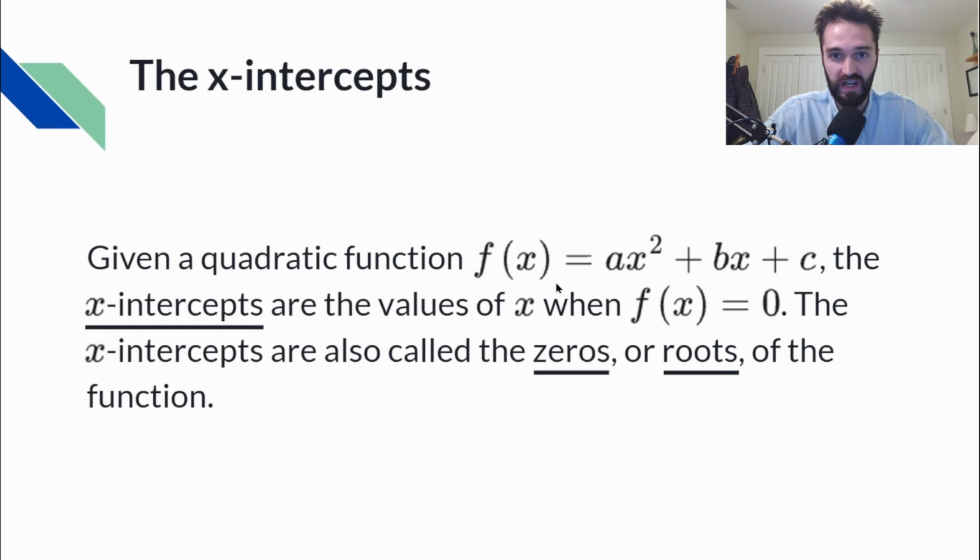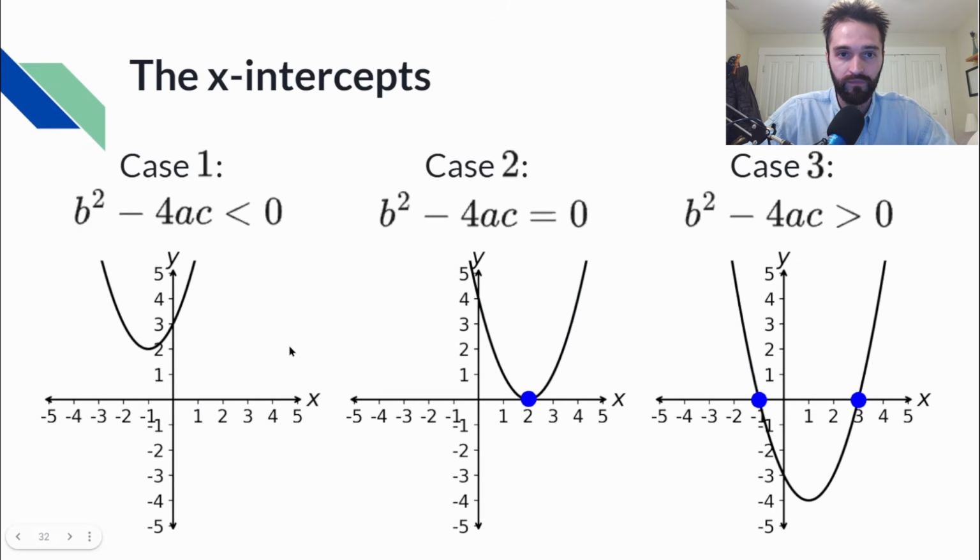Given a quadratic function, f of x equals ax squared plus bx plus c, the x-intercepts are the values of x when f of x equals 0, okay? The x-intercepts are also called the zeros, or the roots of the function, okay? We need to talk about 3 cases that arise when we look at quadratic functions, all right?